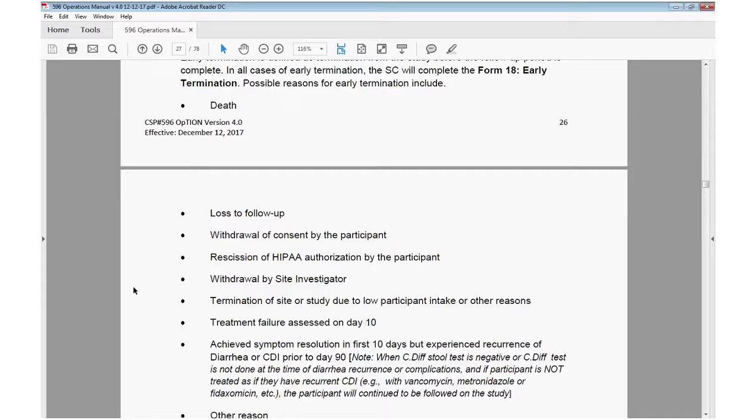Treatment failure assessed on day 10. If a participant starts taking study drug and shows no improvement or gets worse, it is considered a treatment failure within the first 10 days. If they show any kind of improvement, even if they have a recurrence within those 10 days, that is different. That can actually be considered a symptom resolution, even though it has happened before 10 days. If you have any questions about whether it may be a treatment failure or a recurrence, the chair's office is happy to provide additional assistance on that. So it really depends on whether or not they've shown any improvement or not.